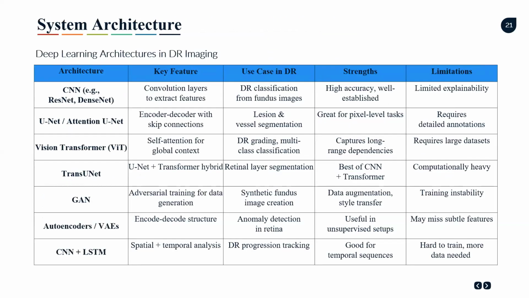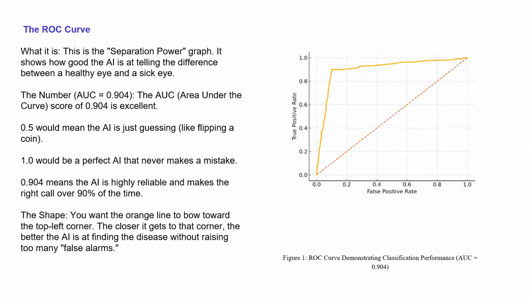Here is the system architecture. And this is a simple comparison. The architectures are CNN, UNet, Vision Transformer, TransUNet, and GAN. We are comparing the key features, use cases, strengths, and limitations. CNN has convolutional layers to extract features for classification of fundus images. Its strength is high accuracy, but it has limited explainability. And here is a result, a ROC curve demonstrating the classification performance.